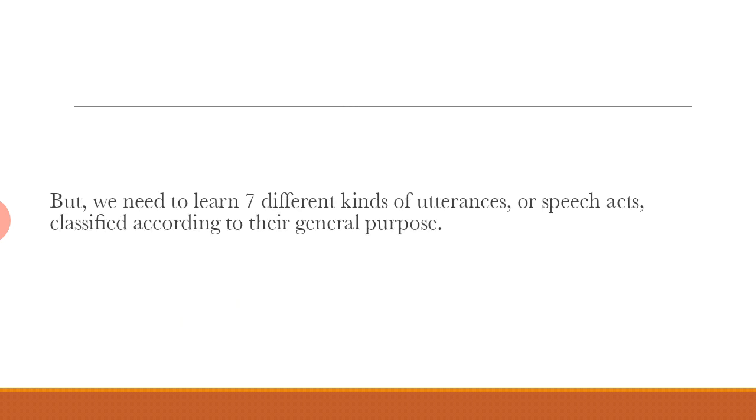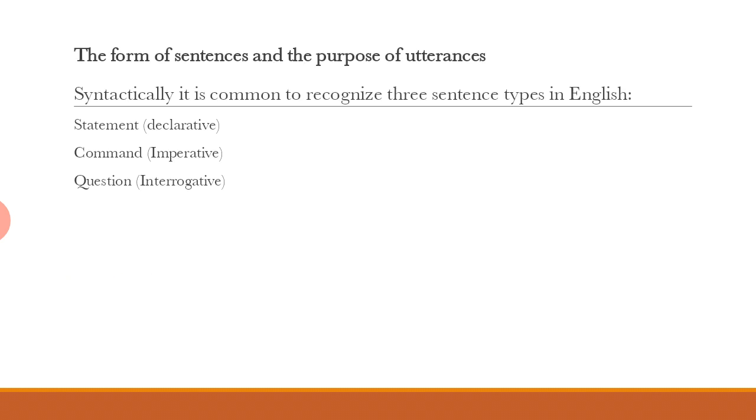But before we talk about language, we need to learn seven different kinds of utterances or speech acts classified according to their general purpose. Syntactically, it's common to recognize three sentence types in English. The first is statement or declarative, then command, imperative, and the last is question, interrogative. We will discuss these three.